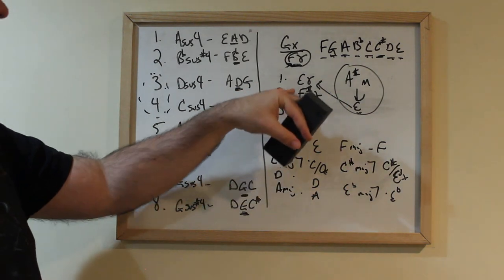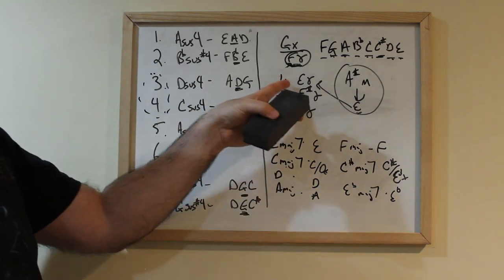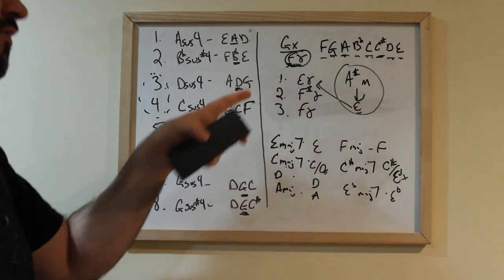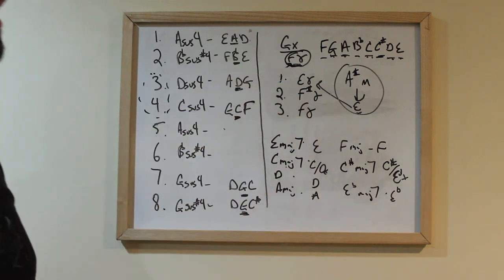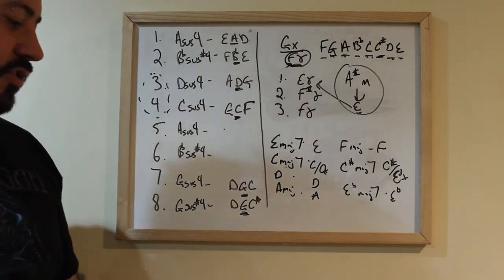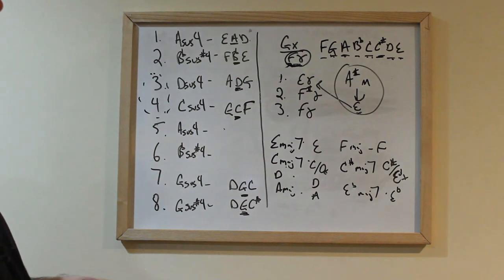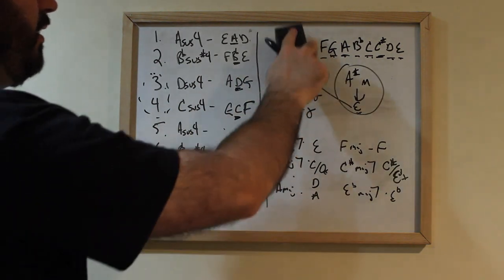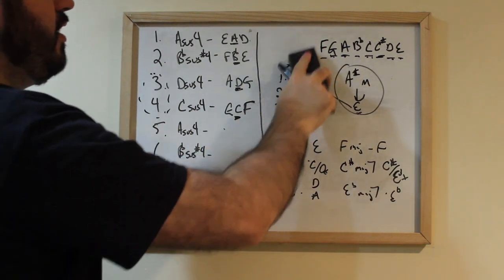E major. The flat six, of course, makes it a little bit weird, but you can just think of it as E major going to F major going to F sharp major going to F major. So that's Allan's chart. Once again, it looks much more complicated than it really is, but I think it's basically just this.